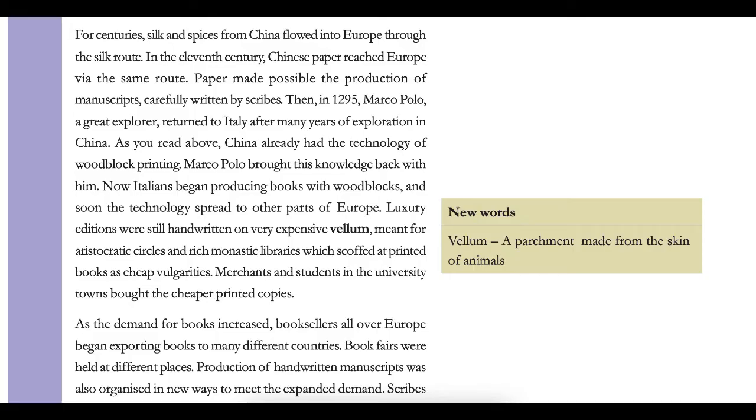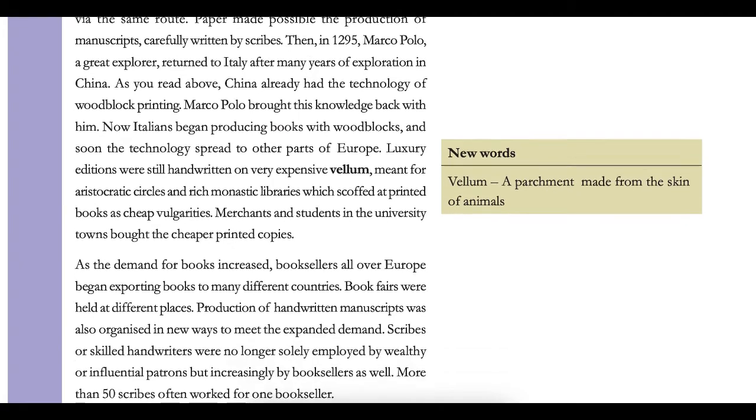New words: vellum, a parchment made from skin of animals.